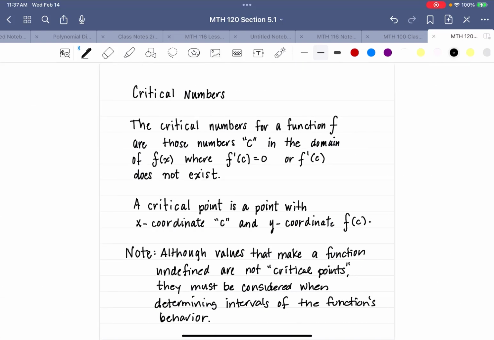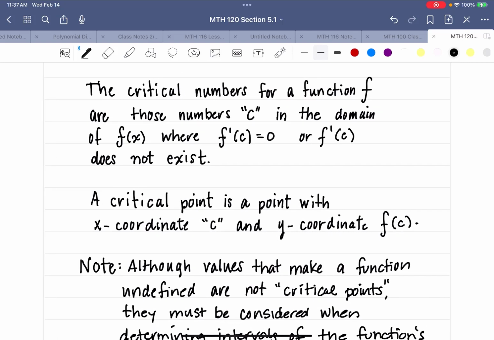So let's talk about critical numbers. The critical numbers for a function f are those numbers, we call them c, in the domain of the function where the derivative is 0 or where the derivative does not exist. So, for example, when you have a 0 denominator, okay? A critical point is a point with the x-coordinate, that is that c value we found by setting the derivative equal to 0, and a y-coordinate of what you get when you put c, that critical number, back into the function. So the critical numbers are the x values only, okay? These are x values only.